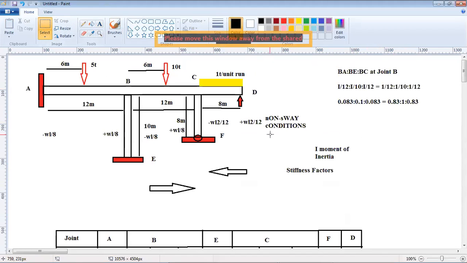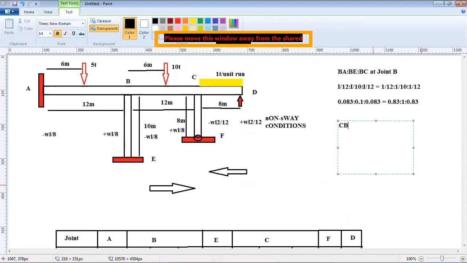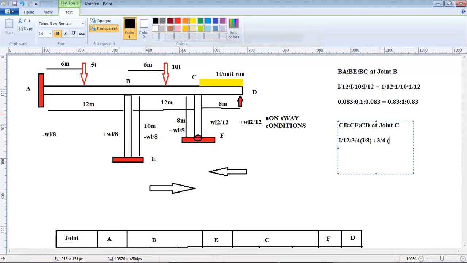Now let us move to joint C, where you have three elements, CB, CF, and CD. Now CB, the other end B is continuous, so this will be I divided by L, that's I by 12. Now for CF, the other end F is simply supported, so it will be 3 by 4 of I by L. L is 8. Then for CD, the other end D is simply supported, so you have 3 by 4 into I by 8.